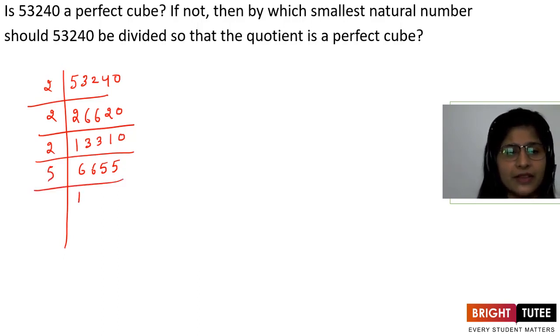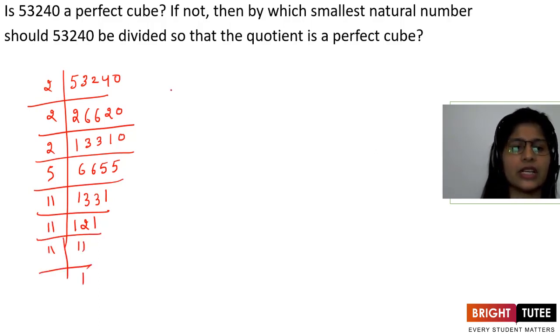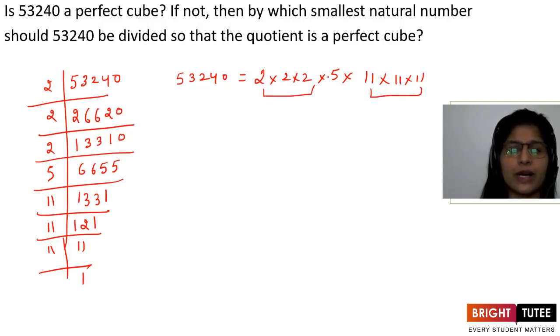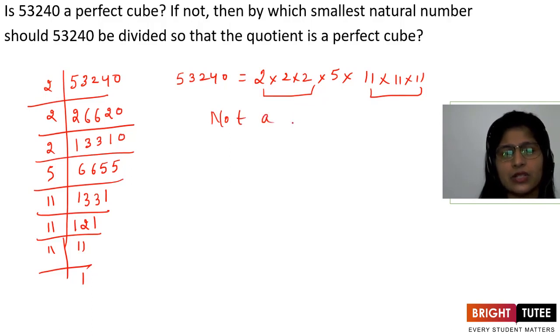Now let's try with 5. 5 ones are 5. How much is left? 1. It is becoming 16. 5 threes are 15. 5 threes are 15. 5 ones are 5. Now in the previous step we saw that 1331 was divisible by 11. So 11 ones are 11, 11 twos are 22, 11 ones are 11, and again 11. So we are getting 11 three times. So 53,240 can be written as 2 three times, multiplied with 5, multiplied with 11 three times. Let's form the triplet. Yes, we are able to form two triplets and 5 is left alone here. We are not able to form a triplet with 5. So this is not a perfect cube, right? So we'll write not a perfect cube.